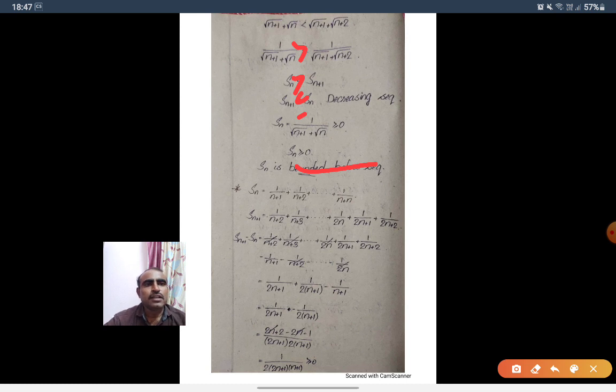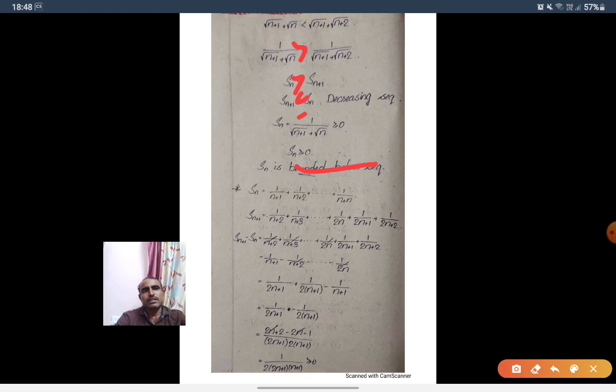Now consider Sn equals 1 by (n+1) plus 1 by (n+2) and so on up to 1 by (n+n). Sn+1, writing n+1 in place of n, we get 1 by (n+2) plus 1 by (n+3), and so on, 1 by 2n, plus 1 by (2n+1), plus 1 by (2n+2). Sn+1 minus Sn, what we get? All gets cancelled.